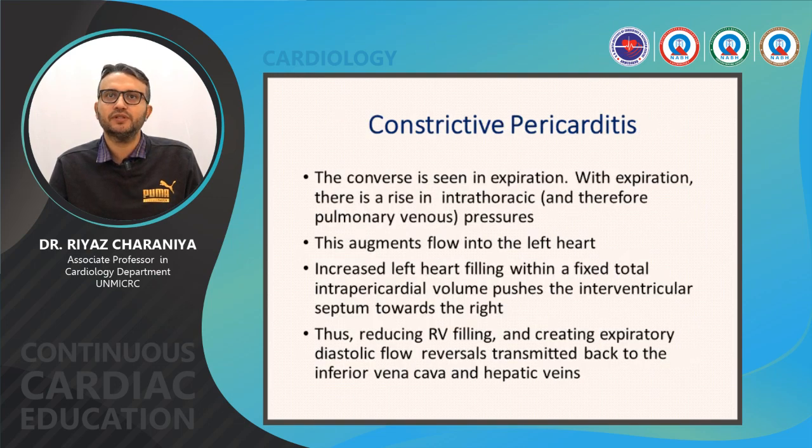A converse is seen in expiration. With expiration there is a rise in the intrathoracic pressures, and also the pulmonary venous pressure increases. This augments the flow to the left side of the heart, increasing left-sided heart filling with a relatively fixed intrapericardial volume. It pushes the intraventricular septum towards the right, and thus reduces RV filling, creating an expiratory diastolic reversal, which is transmitted back to the hepatic veins. This can be clearly seen on echocardiographic Doppler, where you will see an expiratory flow reversal in the hepatic veins.